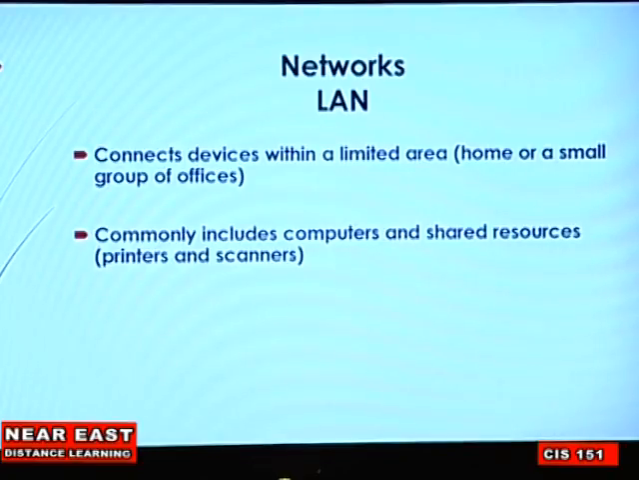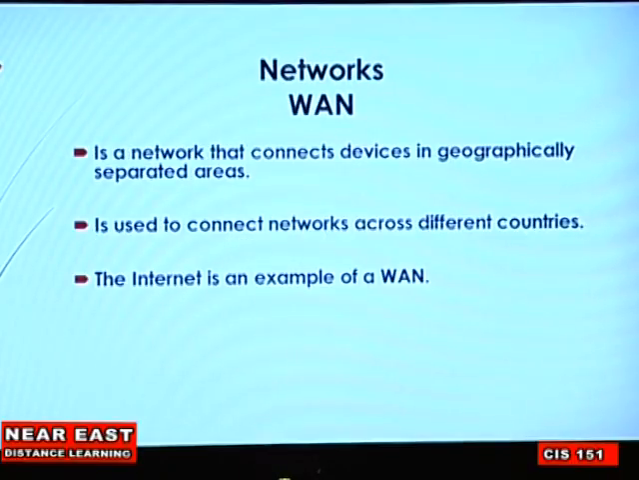There are two types of network. Let's say the local area network, which is LAN, which has a limited area. You can say a home or a small office or a group of offices. It commonly includes computers and shared resources like printers and scanners. So in a local area, you can share a printer and scanner. The second type we have is WAN. WAN is a wide area network, which is, let's say, the internet.